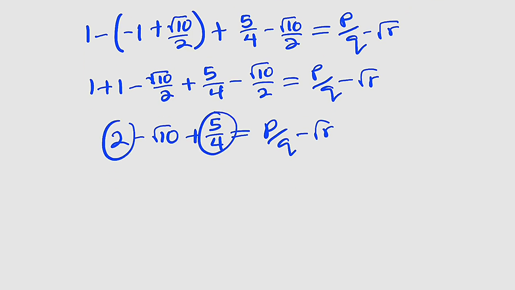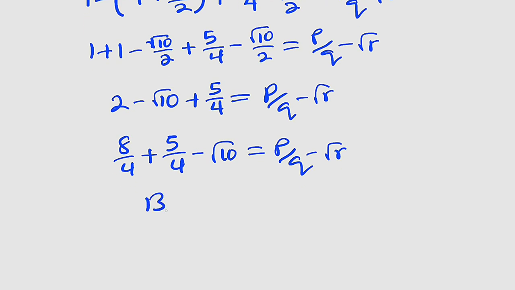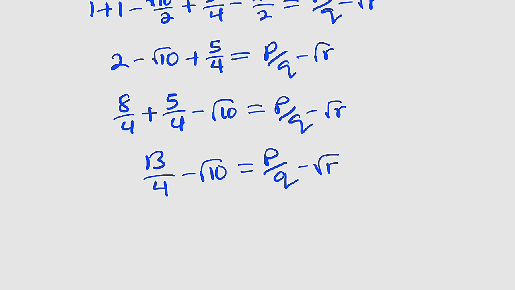So let's connect this and this together. 2 can be written as 8 divided by 4 just to have a common denominator. This is 8 divided by 4 plus 5 divided by 4 minus root 10 equal to P divided by Q minus square root of R. This is equal to what? 13 divided by 4 minus root 10 equal to P divided by Q minus square root of R. So if you relate the left and the right hand side, you can see that P is equal to 13, Q is equal to 4, and R is equal to 10.